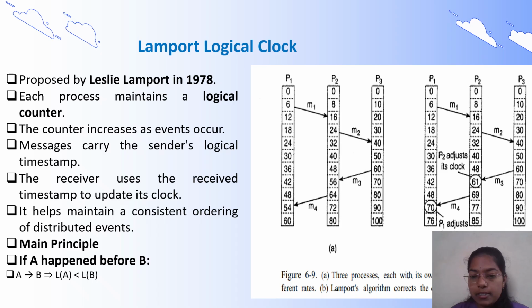But here we can observe that the timestamp of P1 is less than the timestamp of P2, and the timestamp of P2 is less than the timestamp of P3. But here the timestamp of the sender is greater than the timestamp of the receiver. So to adjust this, Lamport logical clock adjusts its clock time by +1 to the sender's timestamp.